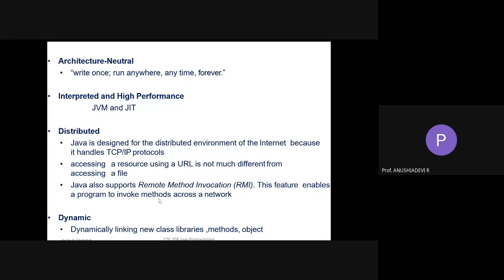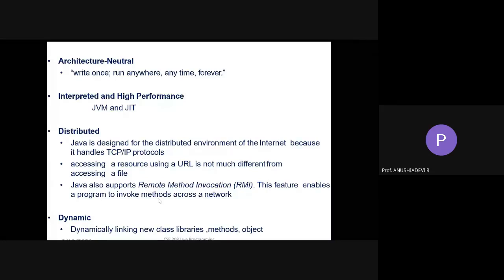The next one is dynamic. In Java, classes, libraries, methods, and objects are dynamically linked. So that's all for today's class introduction.